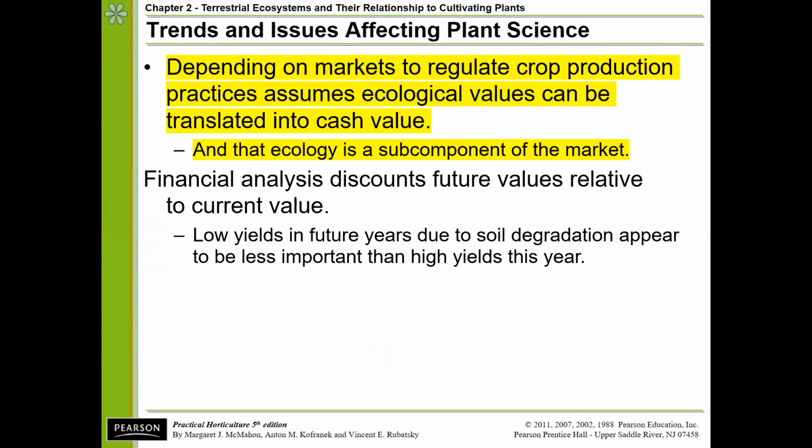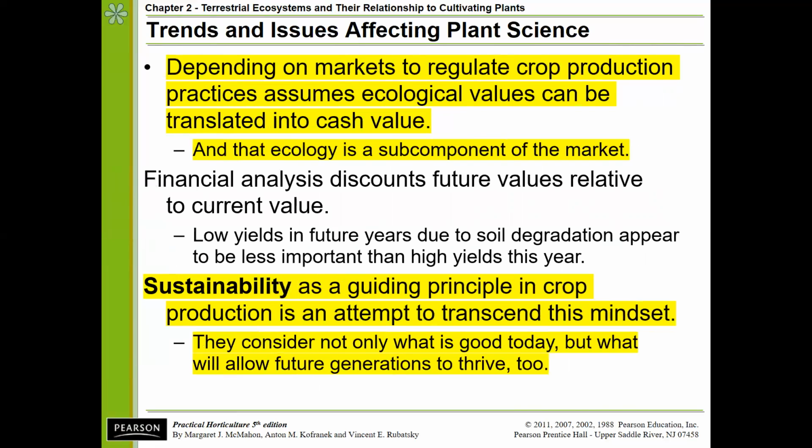We talked a lot in the first chapter about some trends and issues affecting plant science, and one of them is the marketing issue and how we're looking at a shift in the paradigm of marketing, looking more at the ecological values and considering that a little bit more these days, rather than just the cash value of crops. And that really feeds into the whole concept here of sustainability.